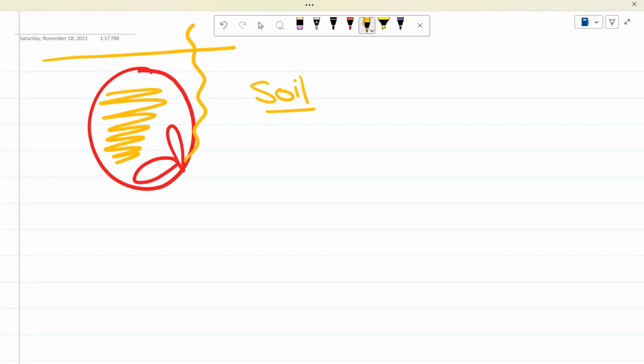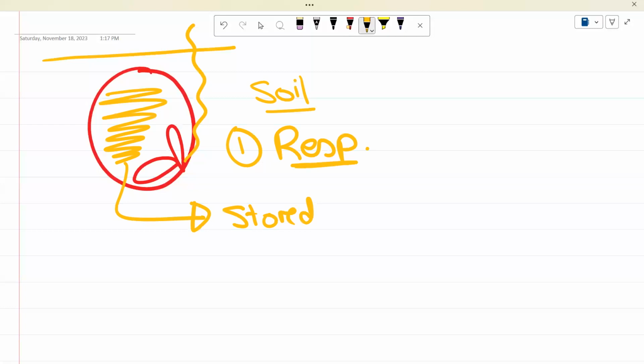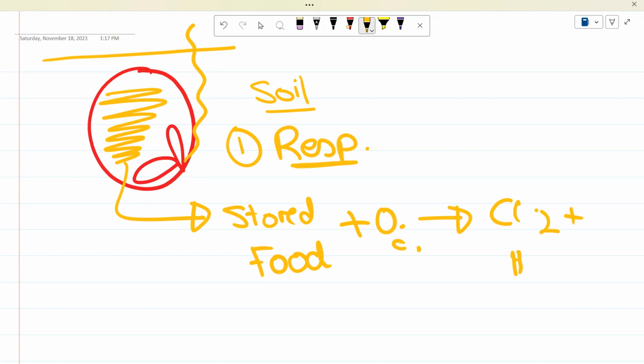So what did this seed do in order to germinate? It started the germination process by respiration. In other words, it took this stored food and it was broken down. It is broken down in aerobic respiration to give me carbon dioxide and water and energy. It used this energy to grow. That is why the mass of the seed at the beginning of germination drops before it starts increasing again.